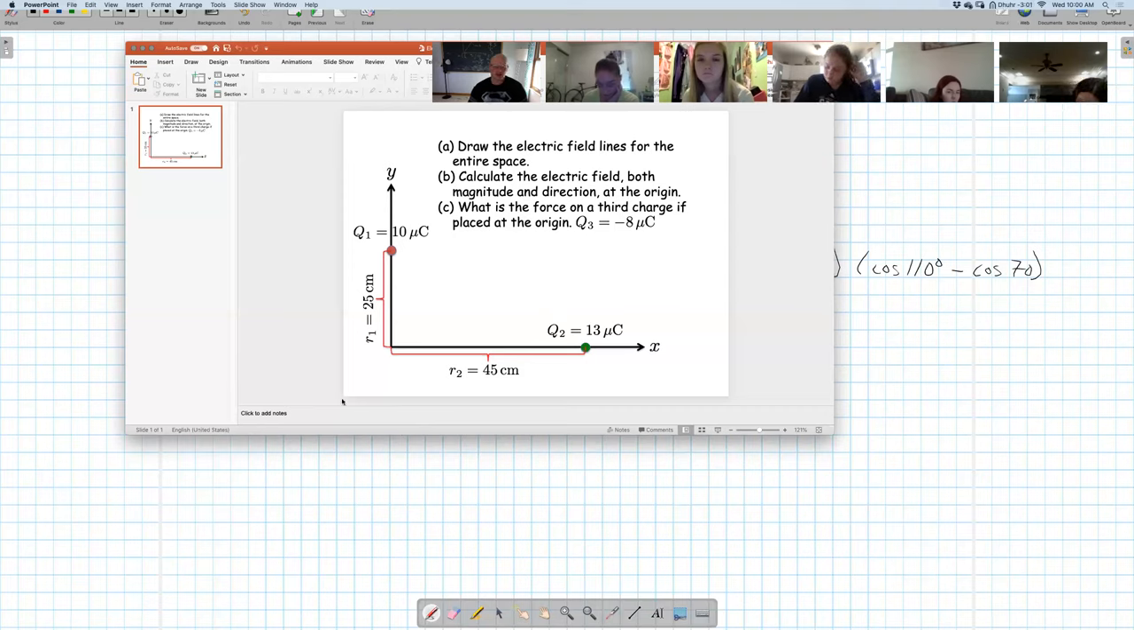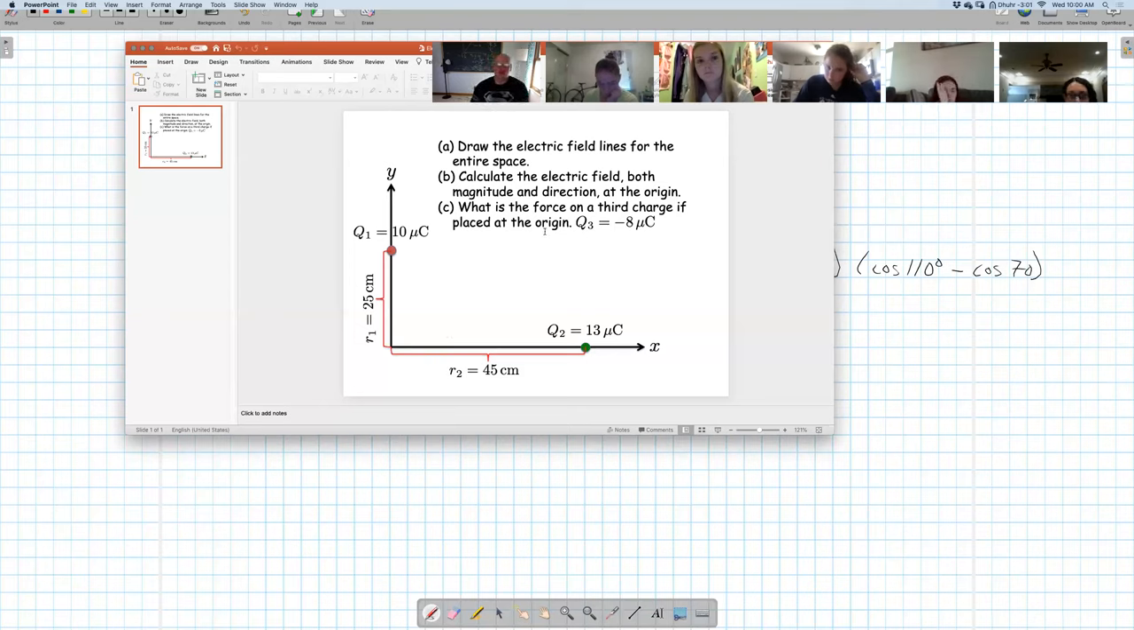So in this case, you want to calculate just the magnitude and direction of that. And then part C says, okay, now let's take a third charge, Q3, and drop it at the origin, and then what's the force on that particle? Okay. So this goes with what we did today.